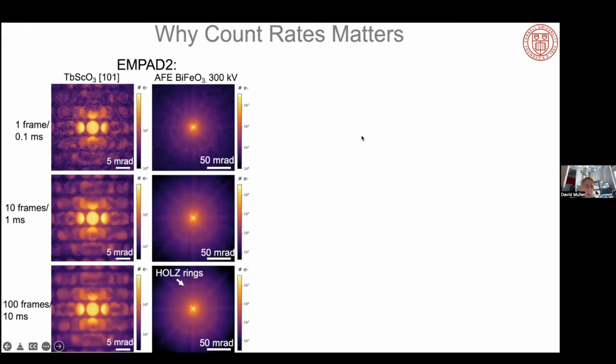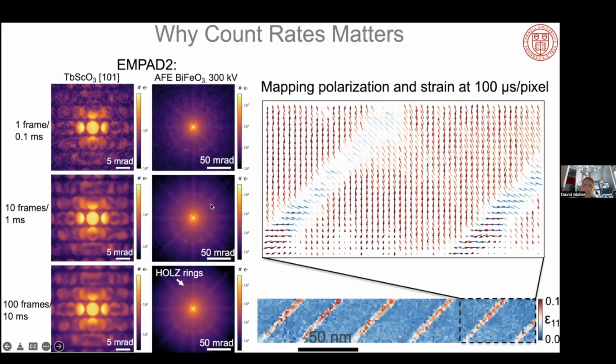So this is just an example of some diffraction patterns we've recorded with the detector. And you can see in 100 microseconds, the diffraction patterns look quite usable. This is at small angles. And then at high angles, you can see things like the Holtz lines and the Kikuchi bands. And even at a millisecond, this is a beautiful image, and there's a lot we can do with that. A trivial one is that from this sort of data set, you can map strain and polarization.